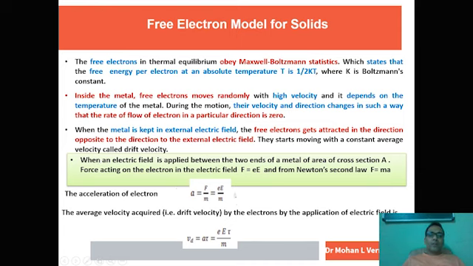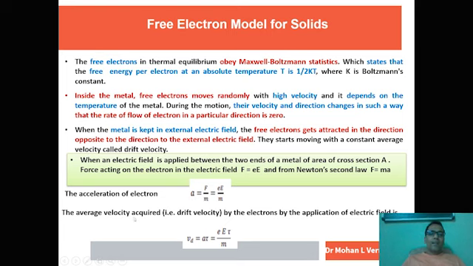So now we will start a simple calculation, which I think a student should already perform during their 12th level physics. When an electric field is applied between two ends of a metal of area of cross section A, the force acting on the electrons in the electric field, this electrostatic force, is equal to eE. When this is compared with Newtonian force, F equal to ma, then the acceleration of the electron is a equal to eE by m. This is the acceleration of that electron.